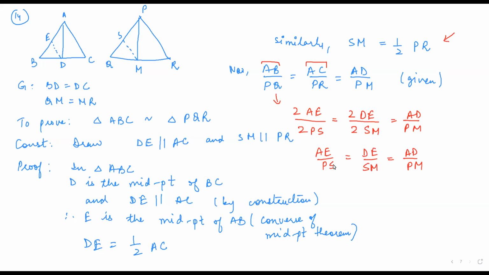So now look at these sides. Which are these sides? This is AE, and DE is this, and then AD is this. So basically this triangle is now similar to this triangle, understood? So by SSS criteria, I have my triangle ADE is similar to triangle PMS, right?